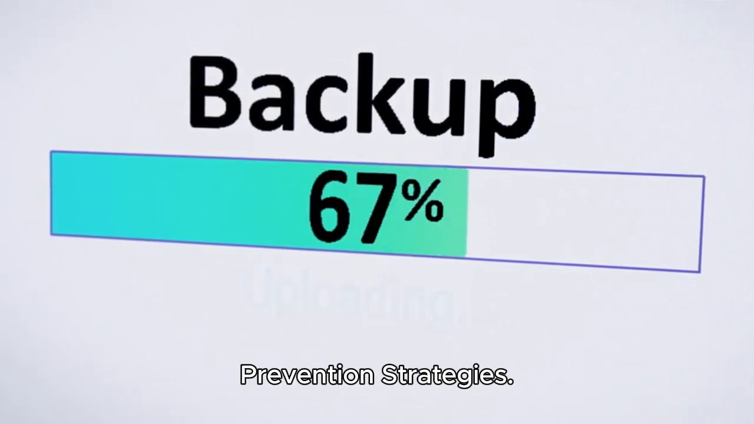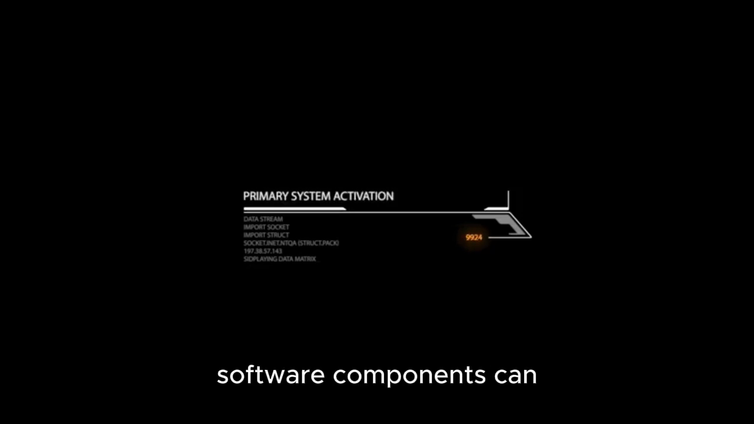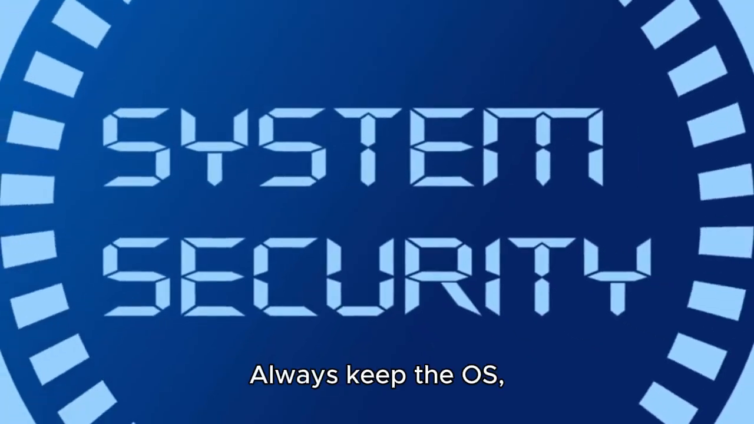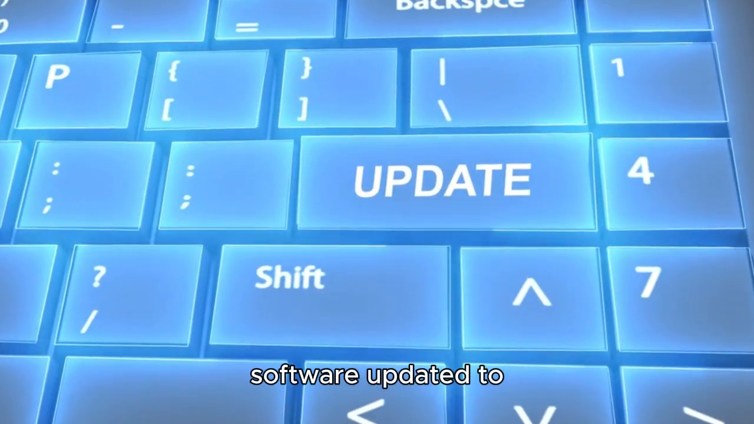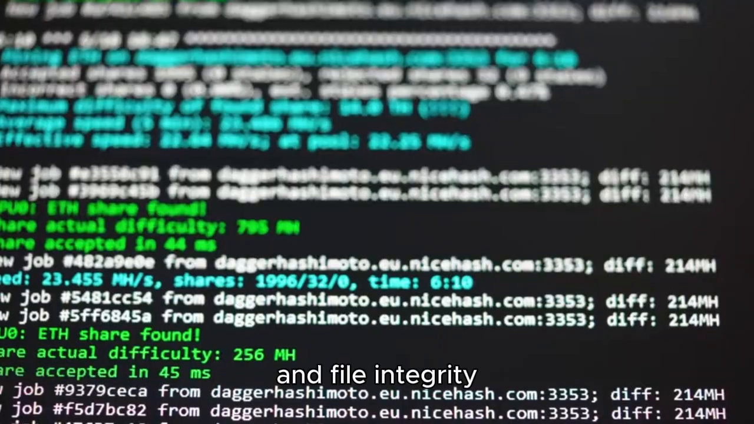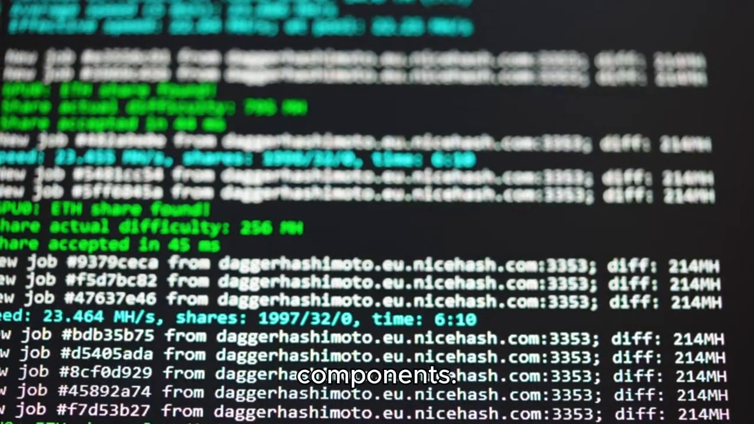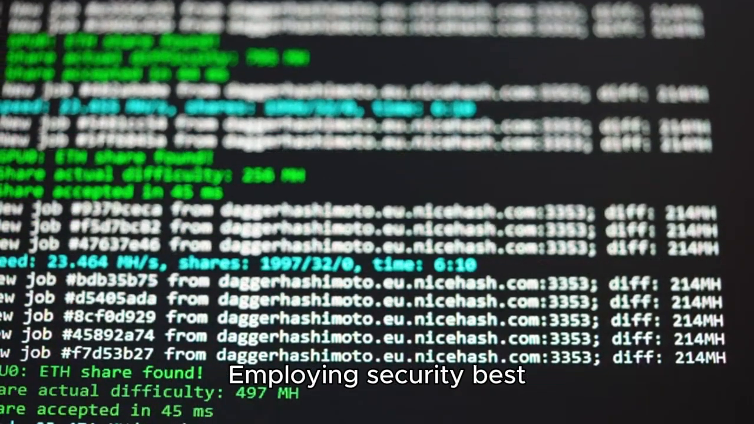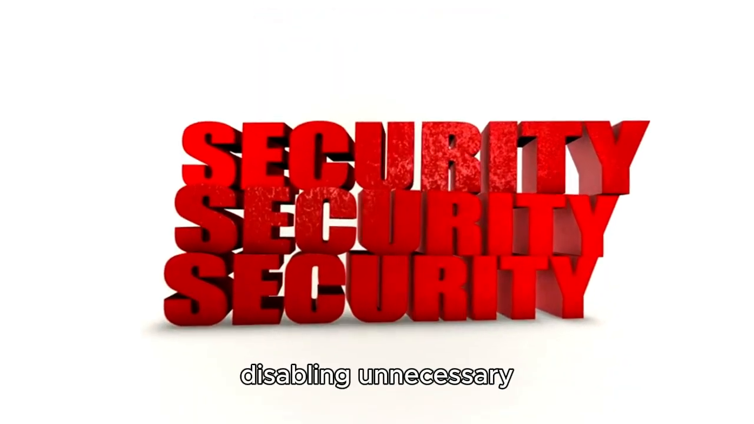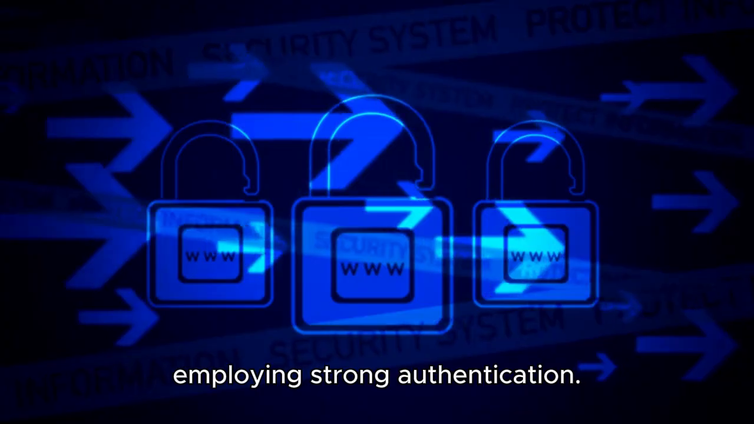Proactive tasks, prevention strategies. Regularly updating the operating system and all software components can reduce vulnerabilities that malware or rootkits might exploit. Always keep the OS, drivers, and third-party software updated to reduce vulnerabilities. Using hash comparison and file integrity monitoring systems to detect unauthorized changes in critical OS components. Employing security best practices such as disabling unnecessary services, using least privilege access, and employing strong authentication.